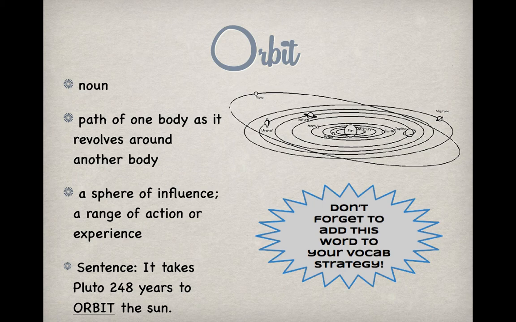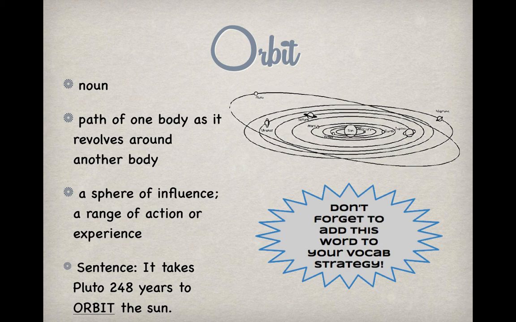No matter the definition, it will always be used as a noun in your sentence. In the sentence on the screen, it reads, it takes Pluto 248 years to orbit the sun, so to revolve around the sun, which is what the image shows on your screen.